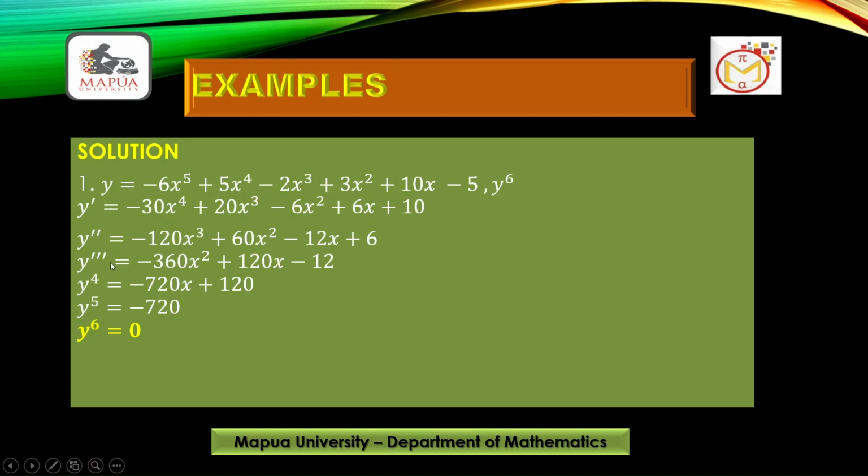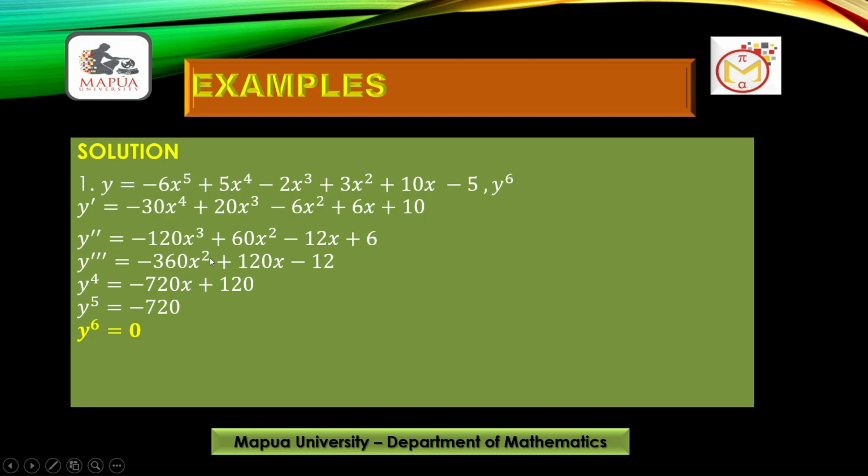Therefore, the derivative of the second order is the third order, or y triple prime. By means of power again, bring down 3 times negative 120 is negative 360, less 1 from exponent, so this is x squared. Bring down 2 times 60 is 120, less 1 from exponent, so this is x. And the derivative of negative 12x is negative 12. The derivative of 6 is 0 for the constant. Therefore, we can differentiate the third order. Therefore, this is now the fourth order derivative.